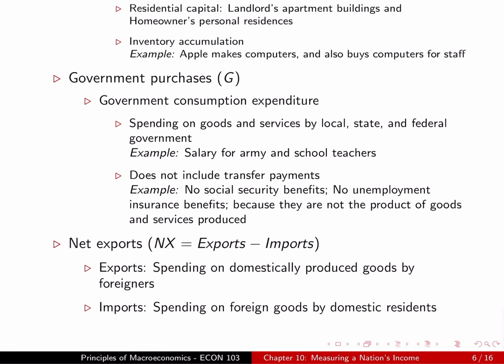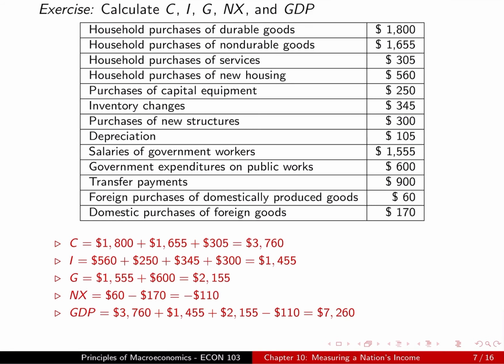Net exports, NX. Net exports are calculated as the difference between exports and imports. Exports represent spending on domestically produced goods by foreigners, while imports are spending on foreign goods by domestic residents. Here is the exercise. Let's walk through how to calculate GDP using the expenditure approach. We're looking for C, I, G, NX, and GDP.